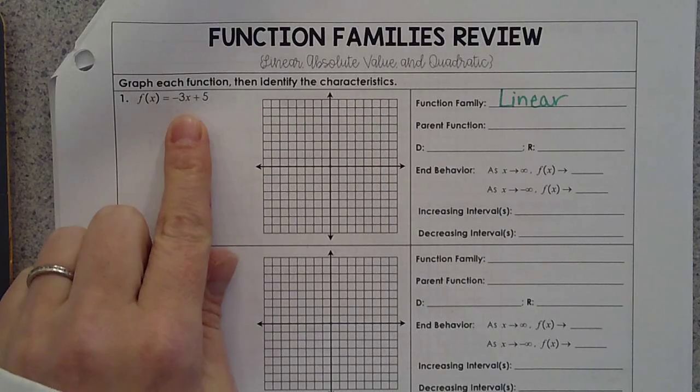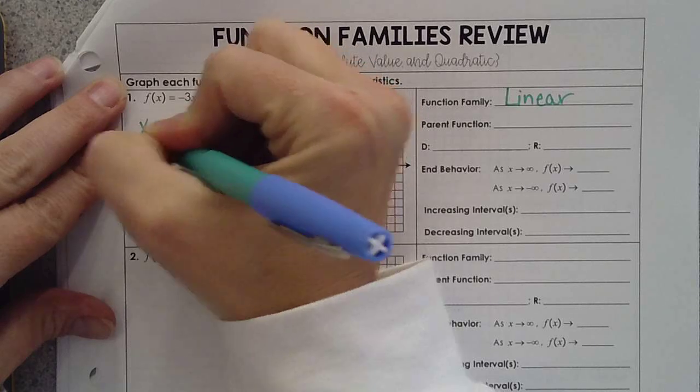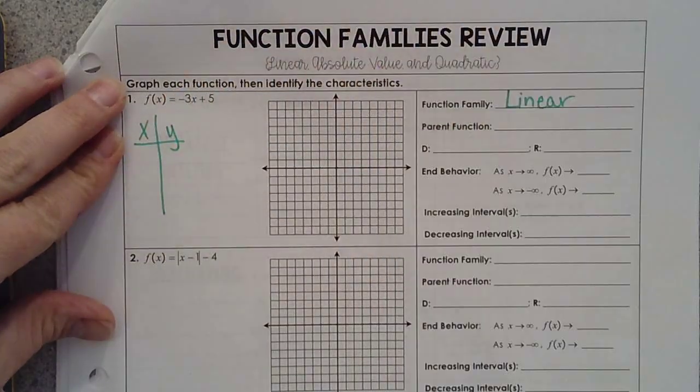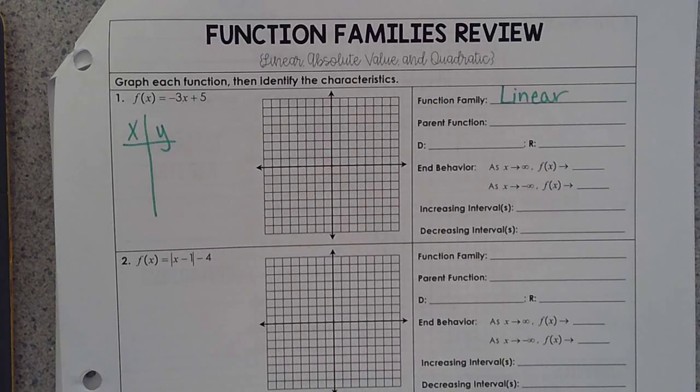Now, when I'm graphing a line, there's a couple ways that I can do this. I could make a table of points. Please know that making a table of points works for absolutely every function that exists. Always. You can always make a table of points. I can put it in my calculator and I can look at the picture.